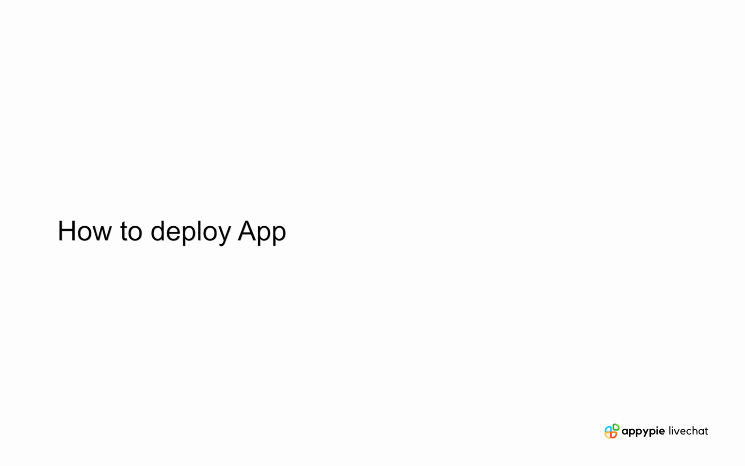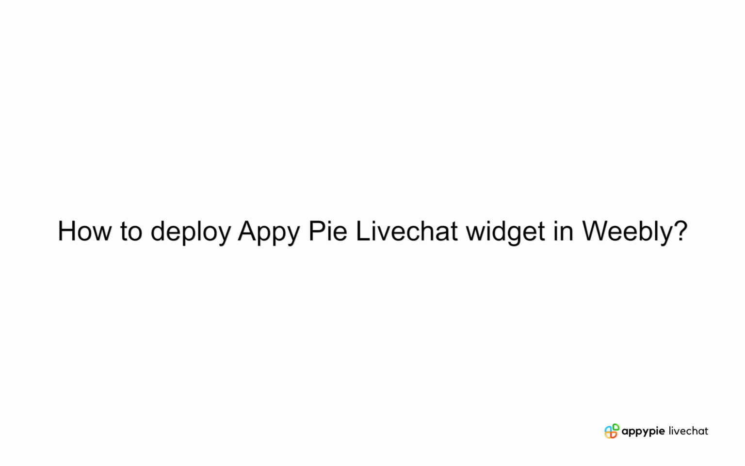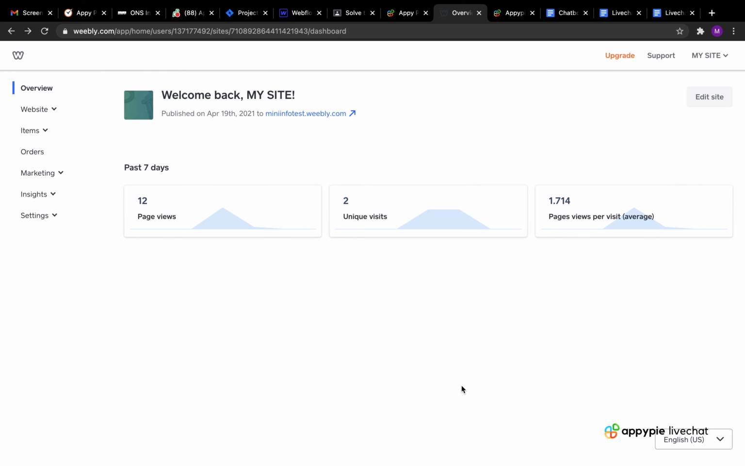Hello guys, in this video tutorial we will tell you how you can deploy Appy Pie Livechat widget on your Weebly website. Log into your Weebly account, choose the website where you would like to add the widget, and then click on the Edit Site button.